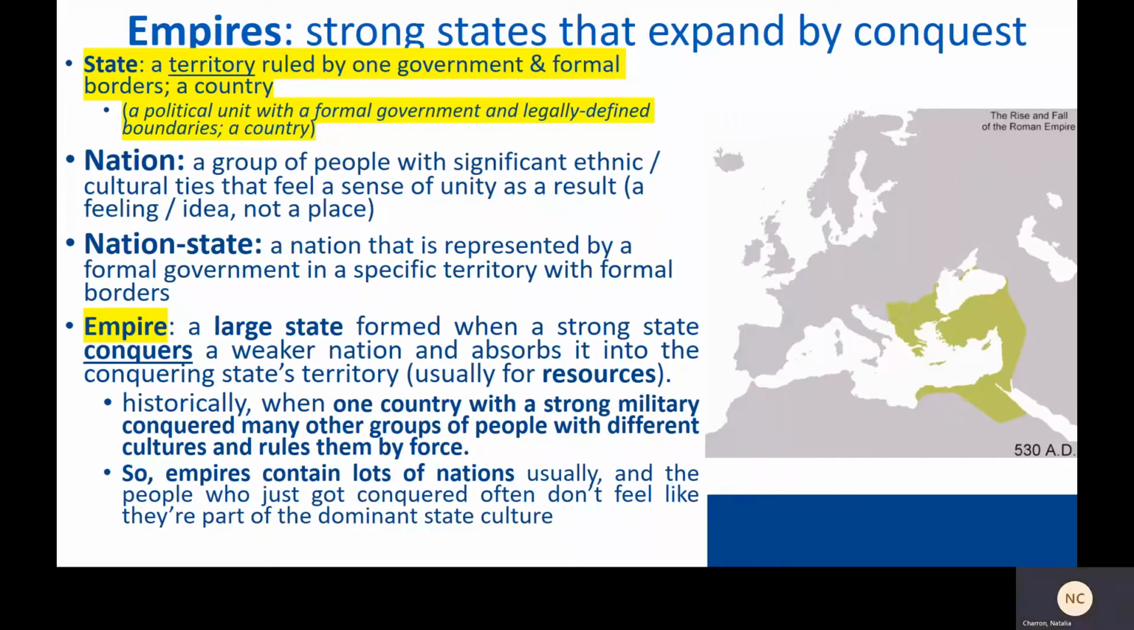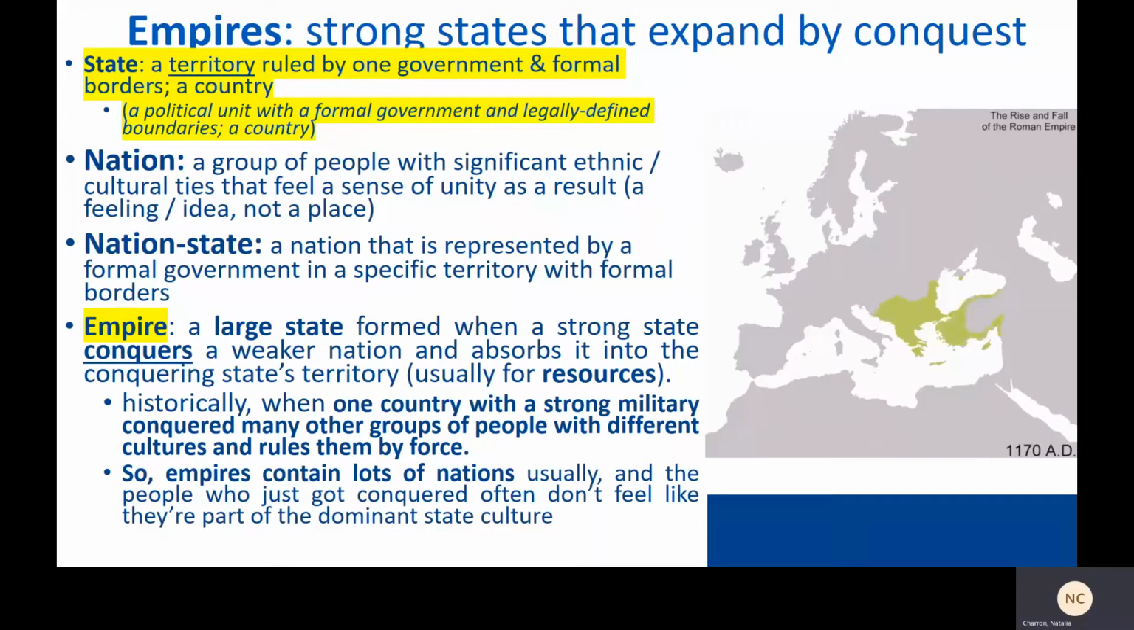Nations are groups of people with significant ethnic or cultural ties that feel a sense of unity as a result of those connections. This is a tricky concept because a nation is an idea. It's not a physical place. And it's an idea based on things that are very much not tangible. You can't see it on a map or in the wild.